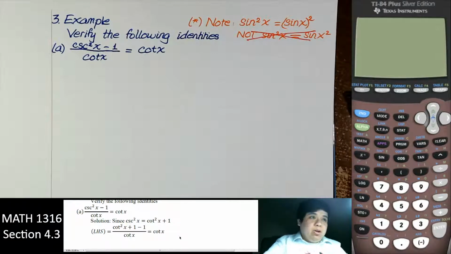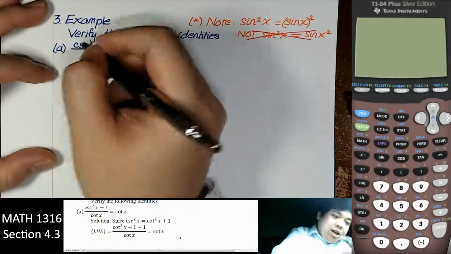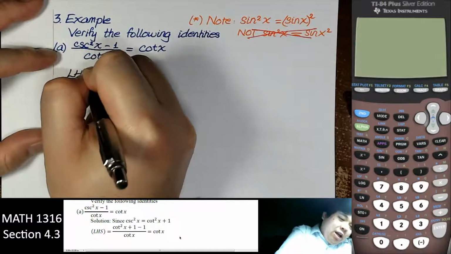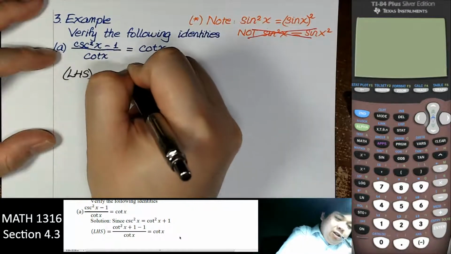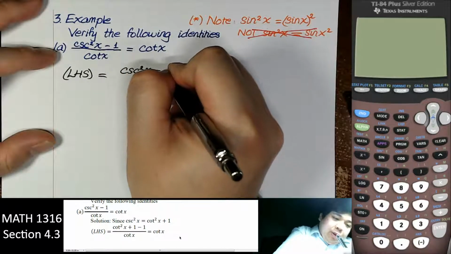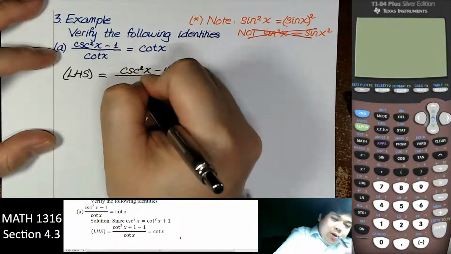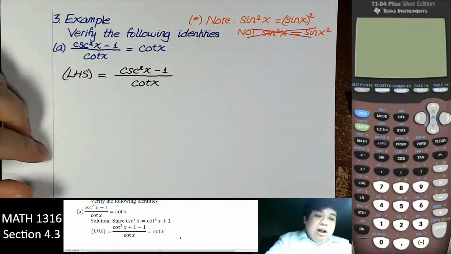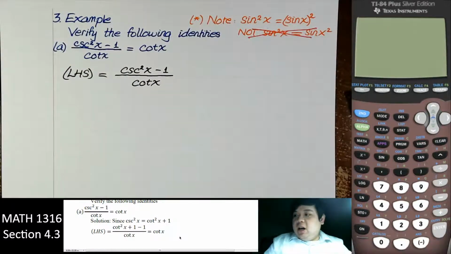Right. So the proof here is we have cosecant. We start with the more complicated side, so we start with the left hand side. Cosecant square minus 1 over cotangent x. So that's what we have from the left hand side. Now let's go back to all of the trig identities. Just a second, let me find out what I sent you earlier.